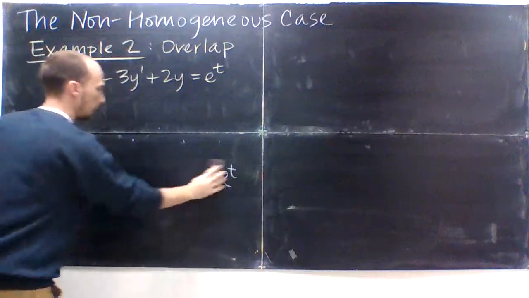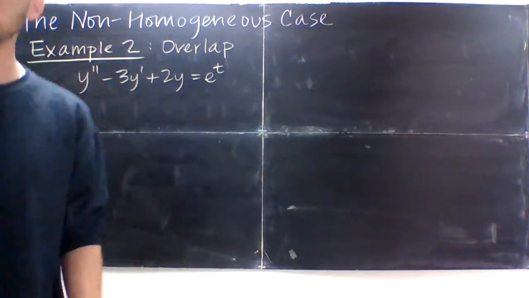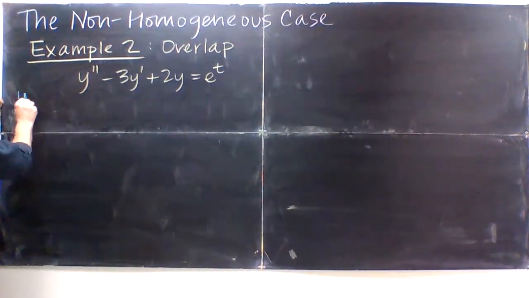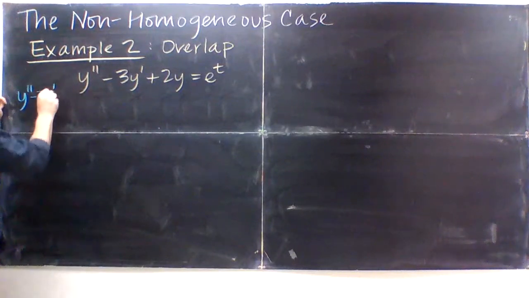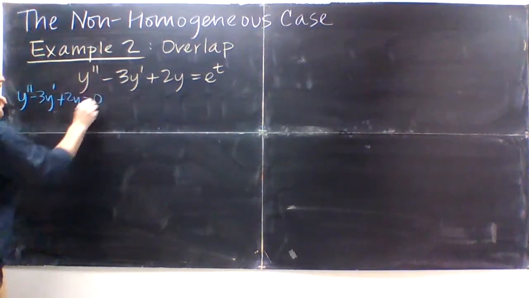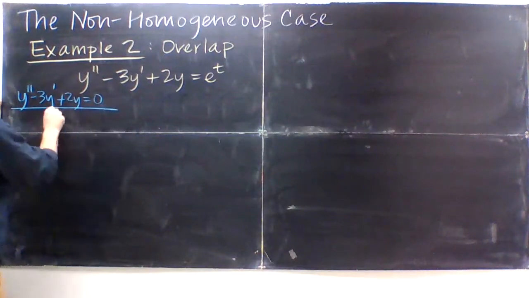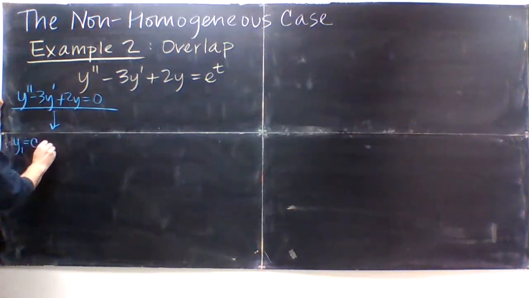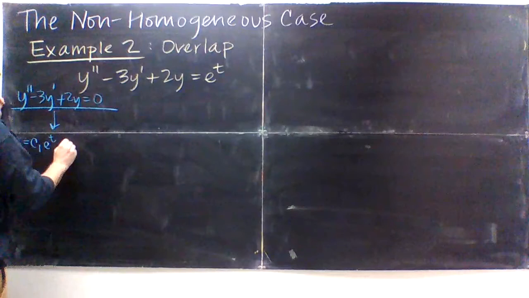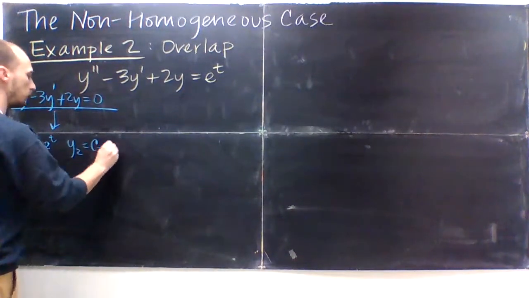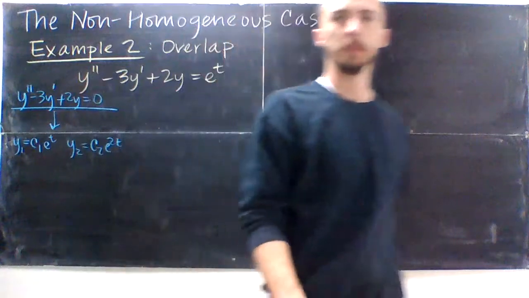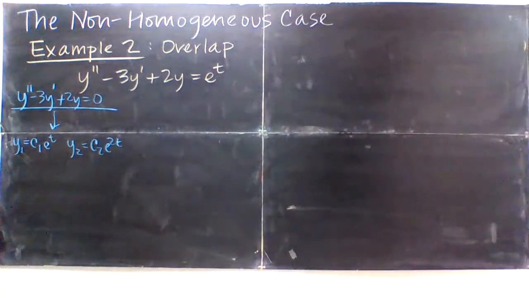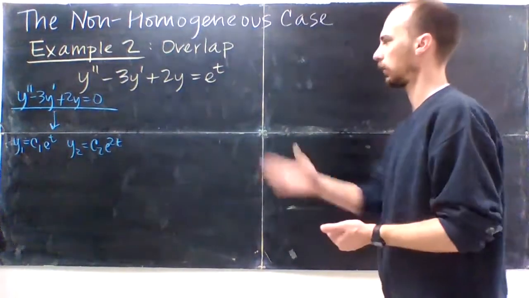So off to the side, I'm going to copy down my solution to the corresponding homogeneous equation. If I had y double prime minus 3y prime plus 2y equals 0, then the general solution would be y1 is c1 e to the t, and y2 is c2 e to the 2t. Just from finding the characteristic polynomial and factoring it, using the solution that we already have for that situation, that's what you would get.